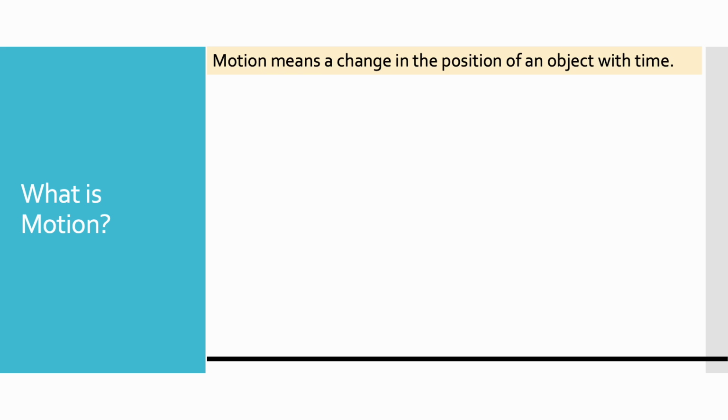If something is changing its position as time passes, we say it is in motion. For example, when a person walks, their position changes every second. So that person is in motion. Everything around us moves in different ways. Some things move in straight lines, others in circles, some even move randomly. Today we will learn about different types of motion that objects can have.